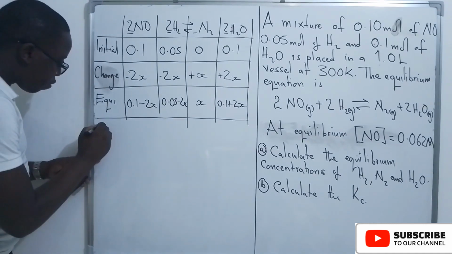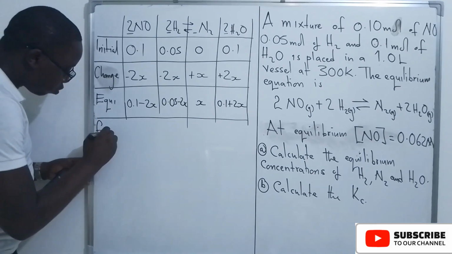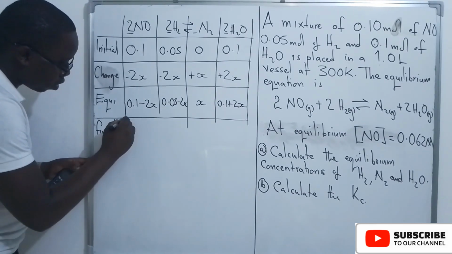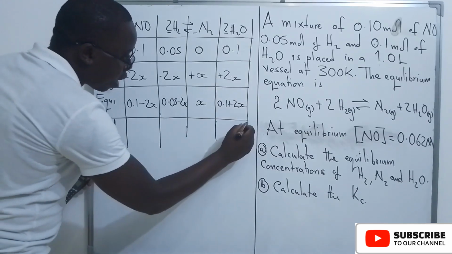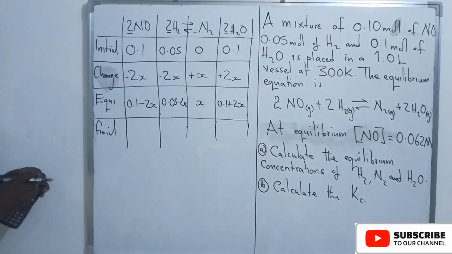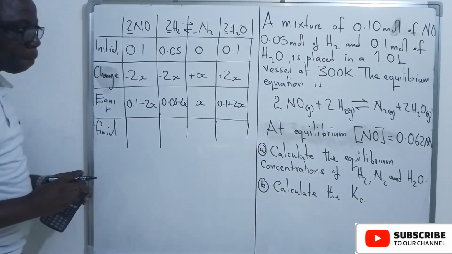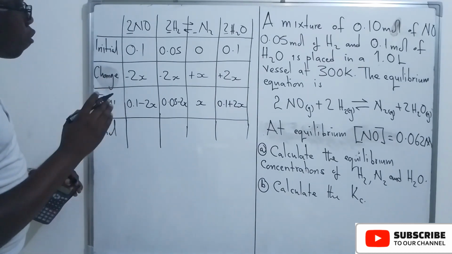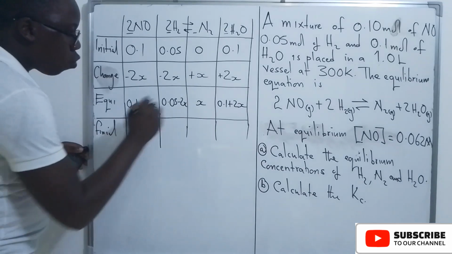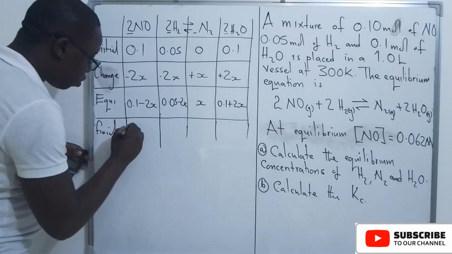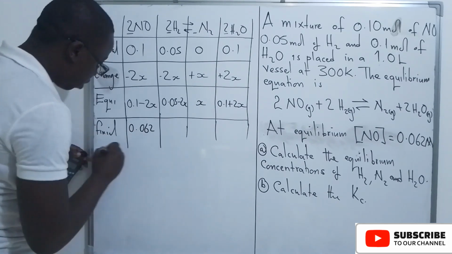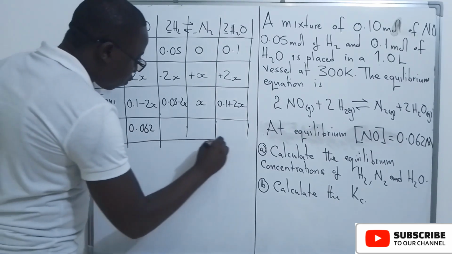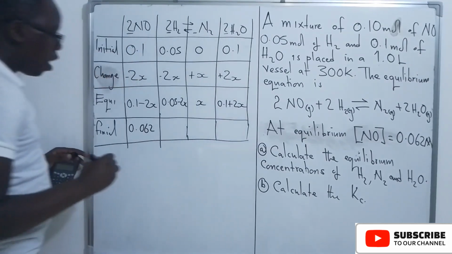Now, what will be the final values? These final values answer our question A. Now, for NO, we have been given the final value, which is 0.062. So this is the final value for NO.